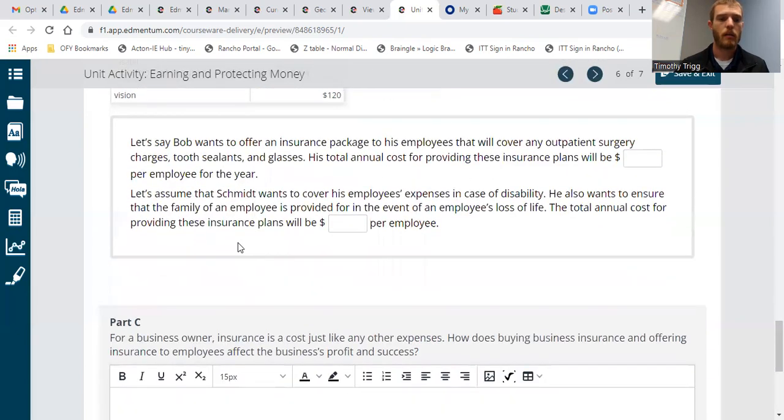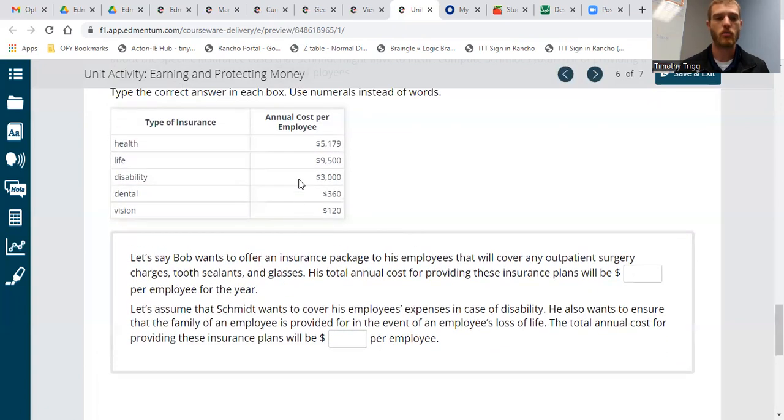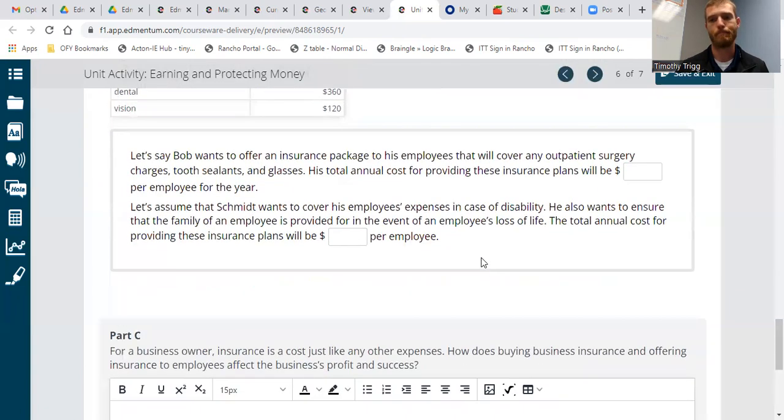Okay, let's assume that Schmidt wants to cover his employees' expenses in case of disability. He also wants to ensure that the family of an employee is provided for in the event of the employee's loss of life. So if the employee dies, they get life insurance. The total annual cost for providing these insurance plans will be, in this case, disability and life insurance. So add those together, that should go here.